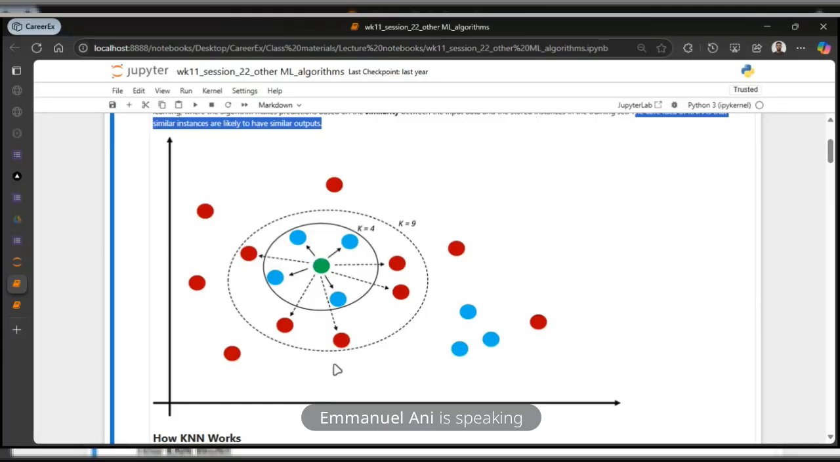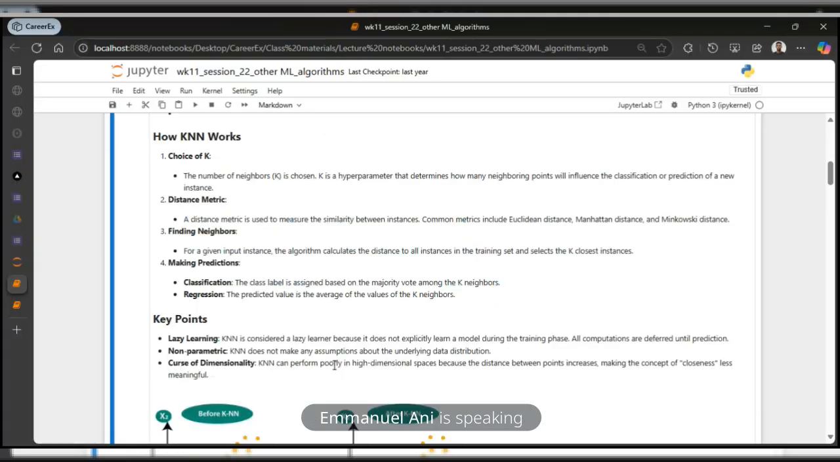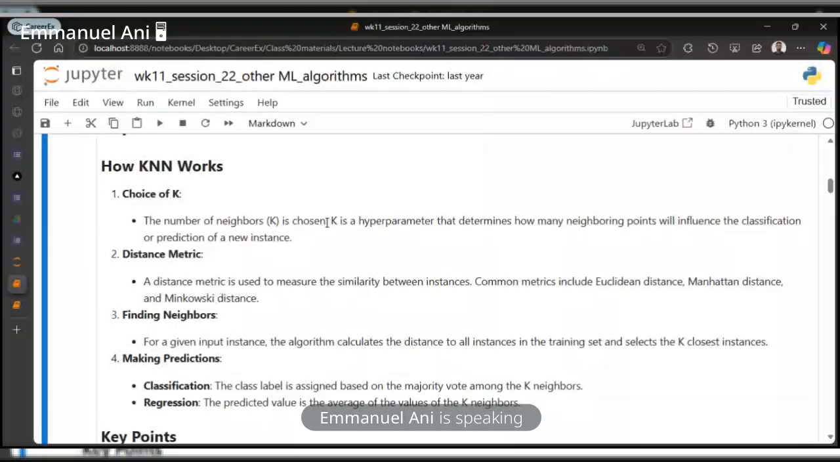So let's just move on to the more technical stuff. Now, everything I've been explaining is highlighted here. So how exactly does KNN work? First of all, you choose your K, right? So the first thing is the number of K you are choosing, which is your hyperparameter.